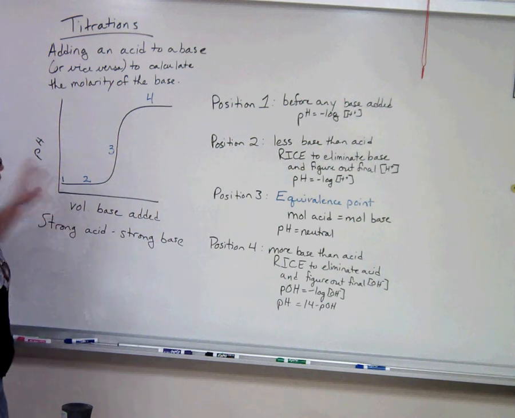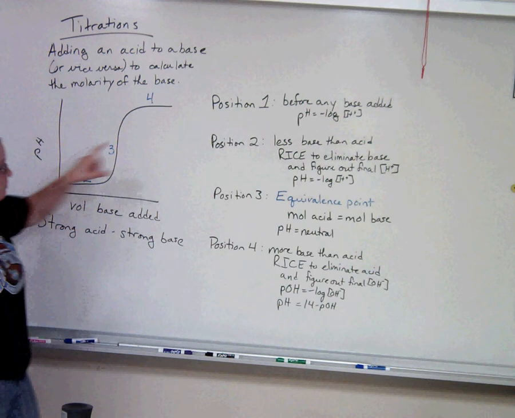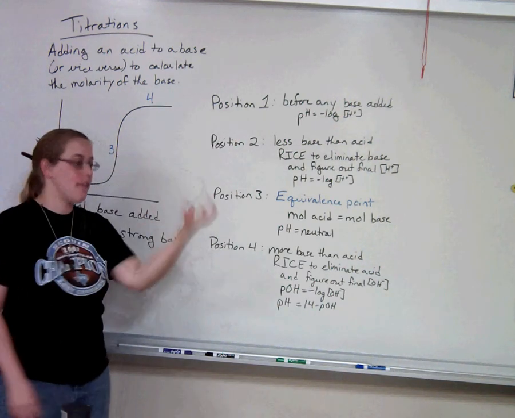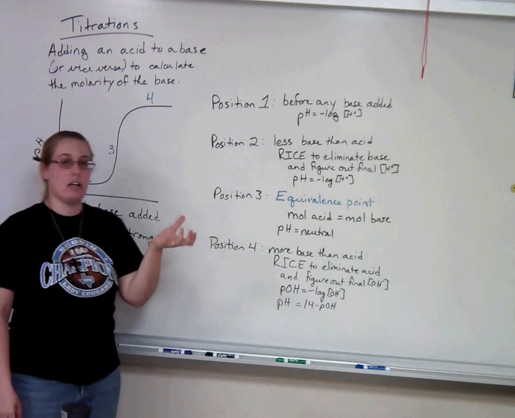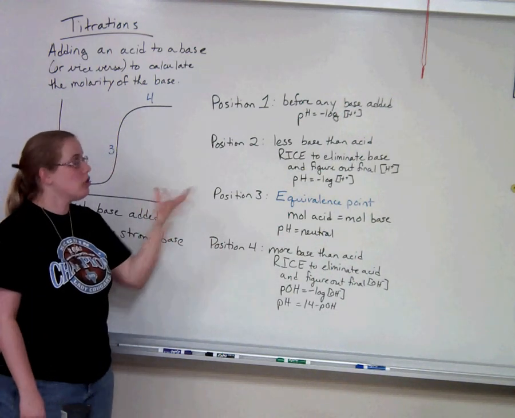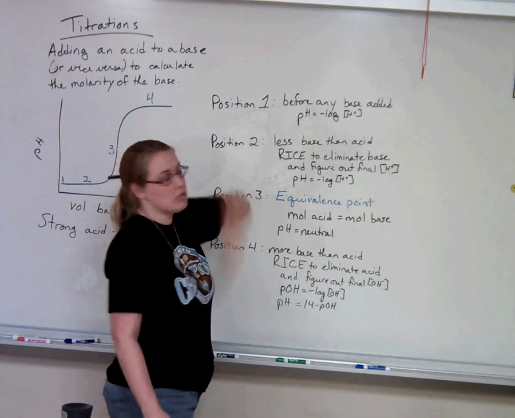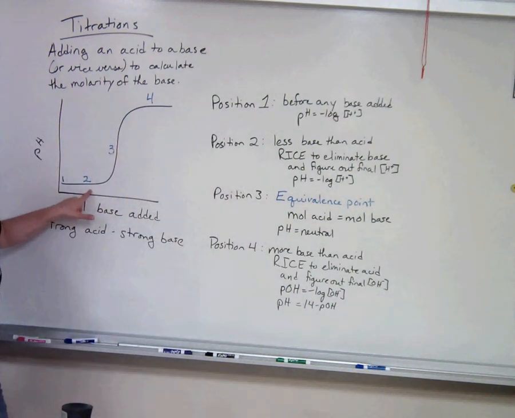There are 4 positions on this titration curve. The first position, position 1, is before you've added any base at all. So you just have your flask with your acid in there, and you need to know the concentration of the hydrogen ion, and then you can find the pH just using the simple pH equation. The second position is after we've added some base, but not as much base as we had acid.